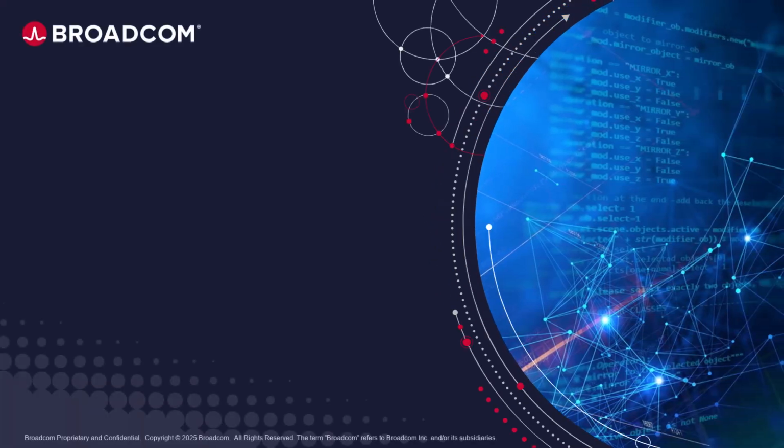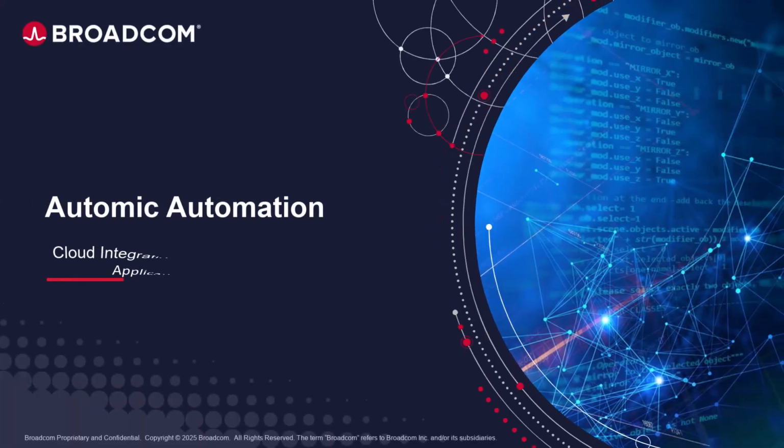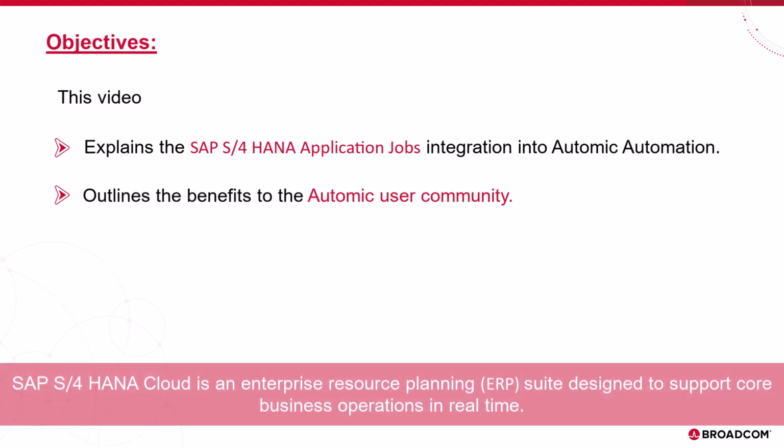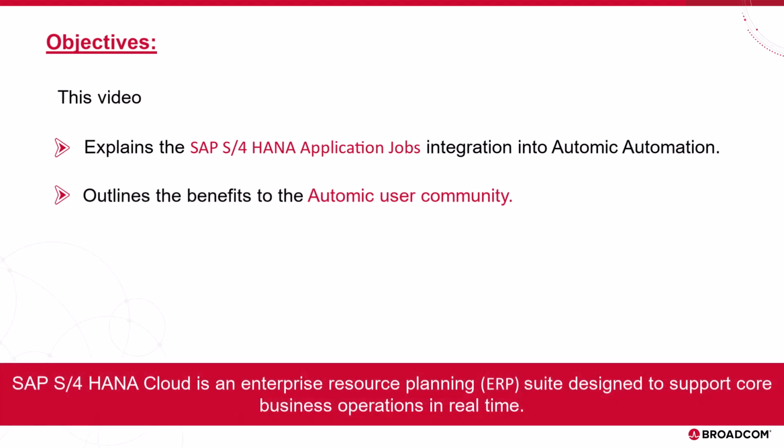Welcome to this video on the Automic Automation SAP S/4 HANA Application Jobs Integration Solution. In this video, we will explain the SAP Application Jobs Cloud integration and what it brings to the Automic Automation user community. SAP S/4 HANA Cloud is an enterprise resource planning suite designed to support core business operations in real time.